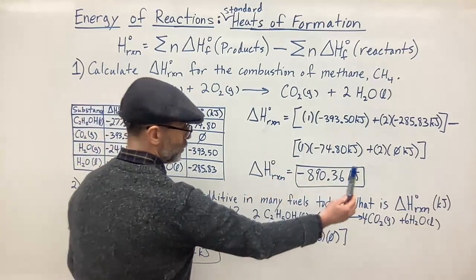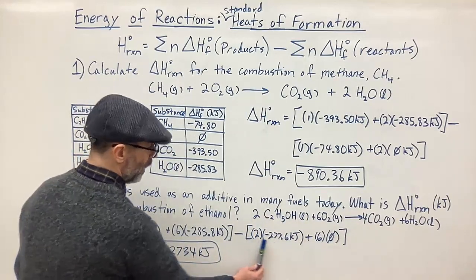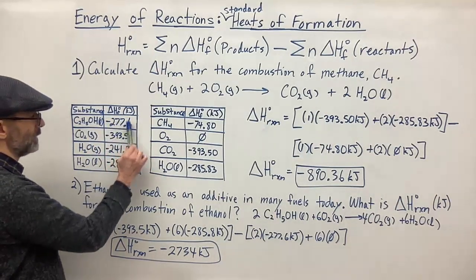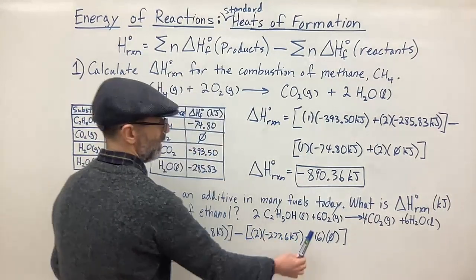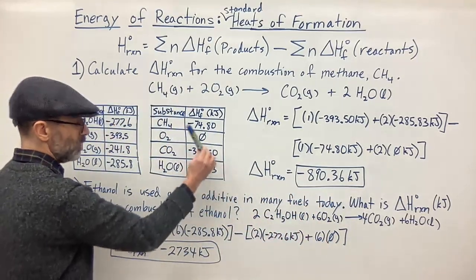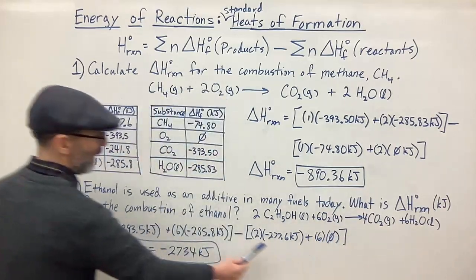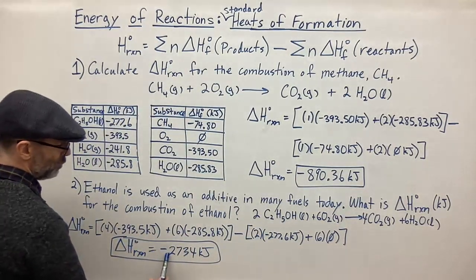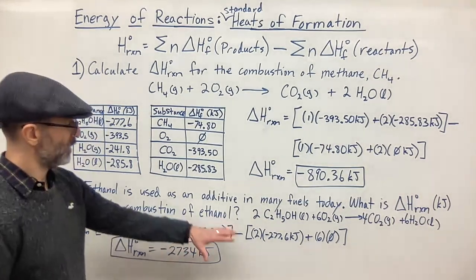My first reactant is ethanol. I have 2 moles of that, so it's 2 multiplied by the standard heat of formation of ethanol, negative 277.6. Then I add oxygen, and again, oxygen is 0, so that's 6 times 0, which is 0, so that's not going to be added. When I do the math, I get a delta H of the reaction equal to negative 2,734 kilojoules. So that's for this reaction.